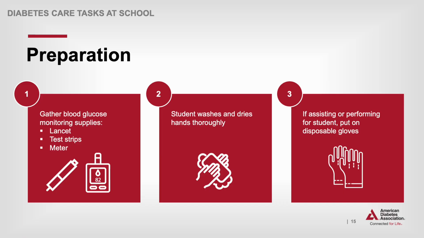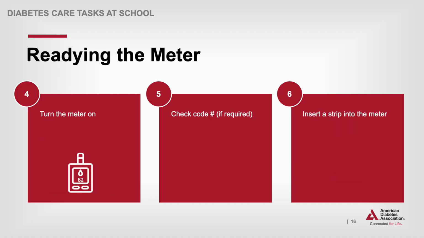To prepare for a finger stick, number 1, gather blood glucose monitoring supplies to include the lancet, test strip, and meter. Number 2, student washes hands and dries thoroughly. Number 3, if assisting or performing for the student, put on disposable gloves. Number 4, turn the meter on if necessary.